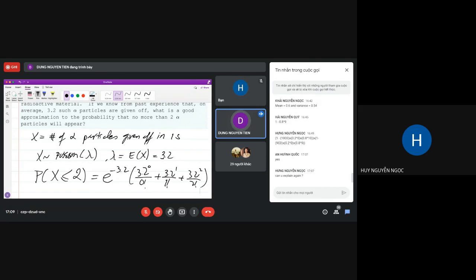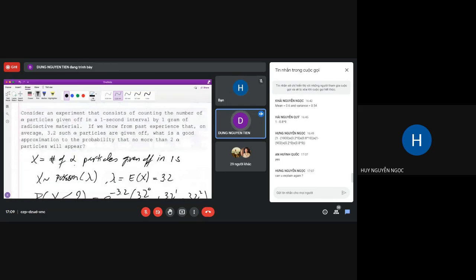Suppose that X is the number of alpha particles given up in 1 second. Then X is the number of events that you can observe during a period of time, 1 second, right? Then we can say that X followed a Poisson distribution with the parameter lambda. And lambda in this case is the mean of X, and that is the average number of alpha particles given up in 1 second. Okay, and that is 3.2.